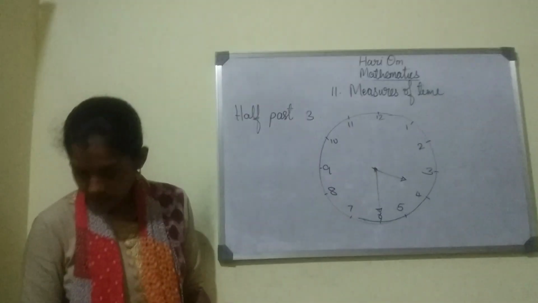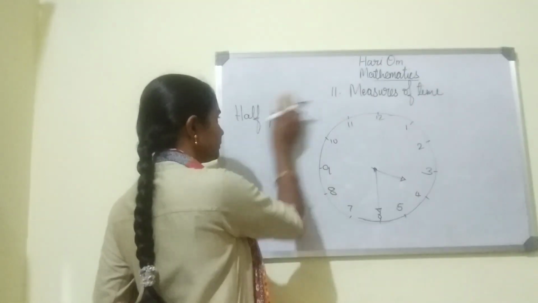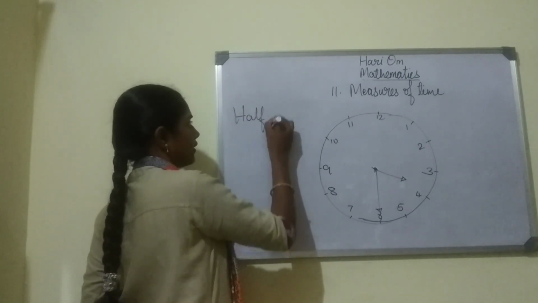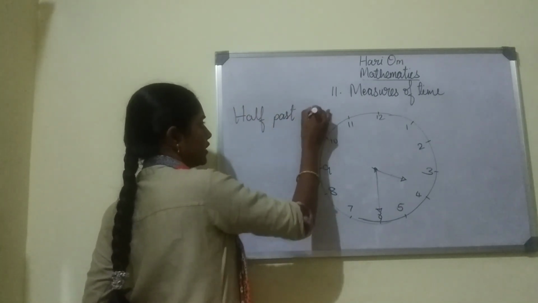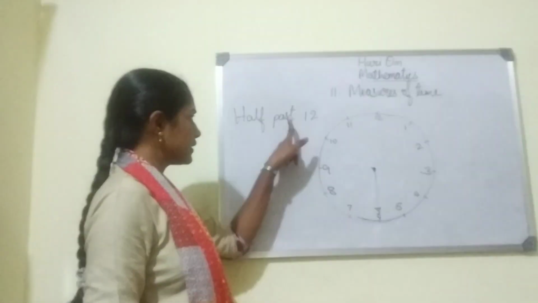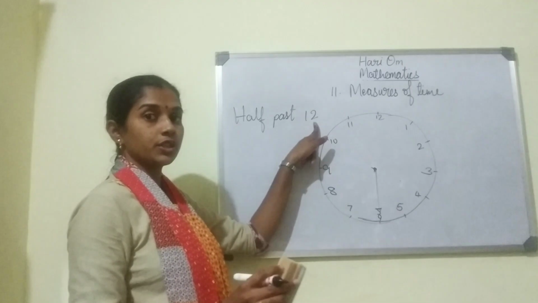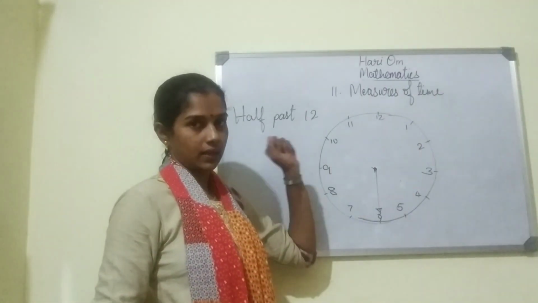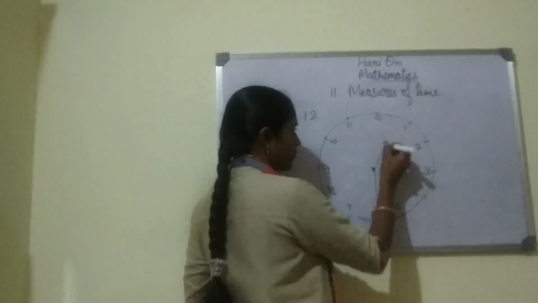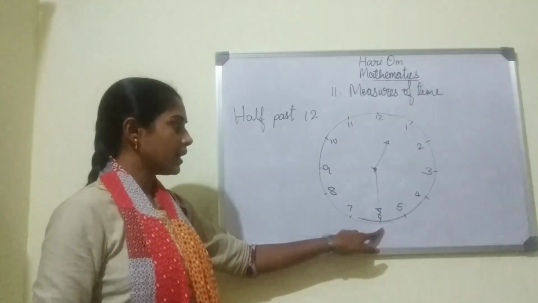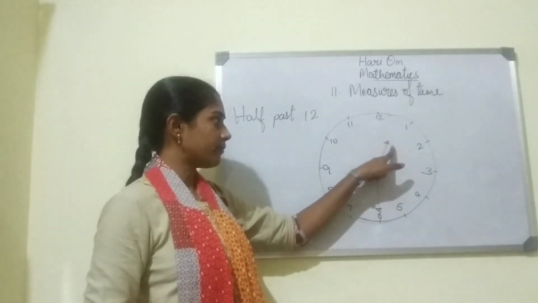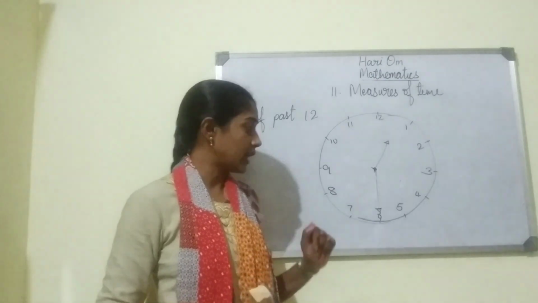Next is 12:30. If it is 12:30, long hand at 6 and the short hand should be between 12 and 1. Short hand between 12 and 1. So the time is 12:30. What is the time here? It is 12:30. Understand this, children?